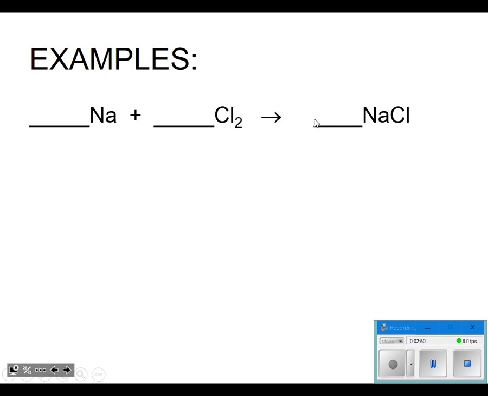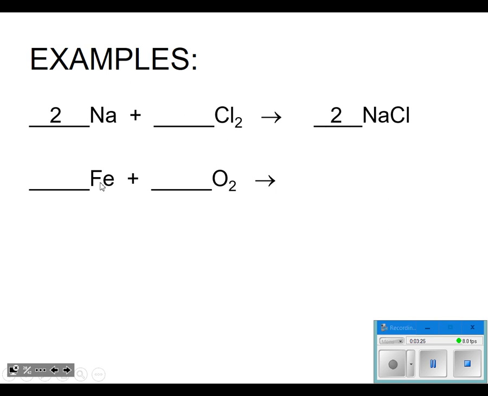Well, we have 1 Na over here, we have 1 Na over here, so that's good. We have 2 Cls over here, so that would mean that we need to put a 2 over here to get 2 Cls over here. But once we do that, we have 2 Nas on the product side, so we now need to put a 2 there. So balancing is something that we always have to do, but it's one of those things that we create the product, we look up the charges, we do the crisscrosses, we check for diatomics always, and then we balance accordingly.